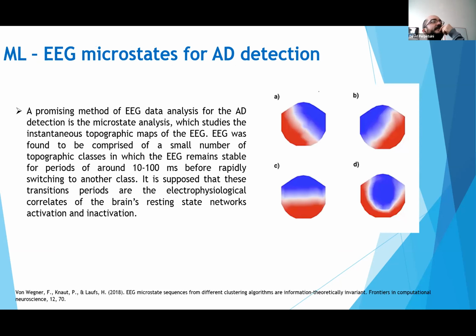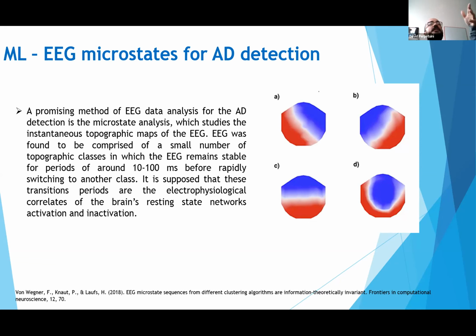The first attempt is related to the evaluation of the EEG microstates, because we know that EEG was found to be comprised of a small number of topographic classes, at least 4, that are stable for 10 to 100 milliseconds, and after that they switch to another class. And these 4 topographic maps are supposed to be correlated to the brain's resting state networks activation and inactivation.